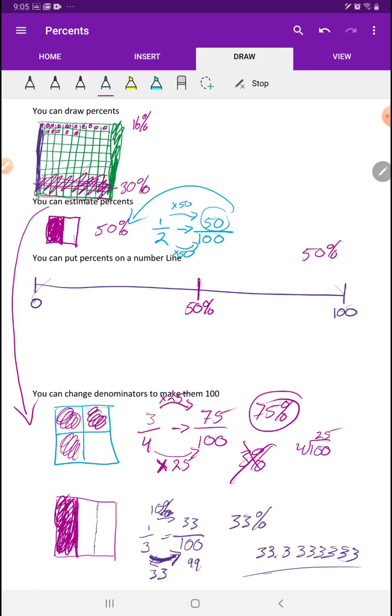But what if I say, what's this percent right here? Okay, now you have to look at your number line, and you have to think through, what makes sense for this? Well, that one's actually pretty easy because you can see it's halfway between 0 and 50. And we know halfway between those is 25. So that one's 25%.